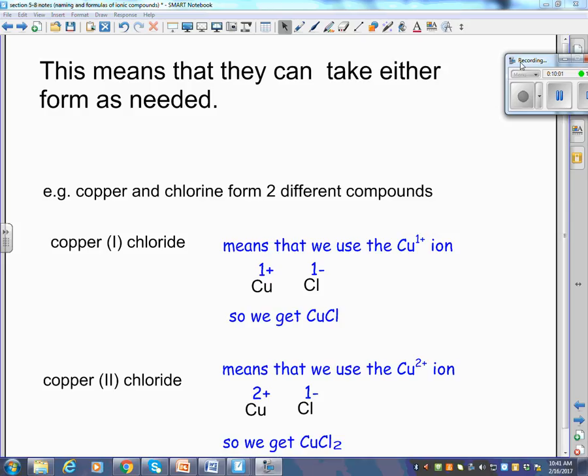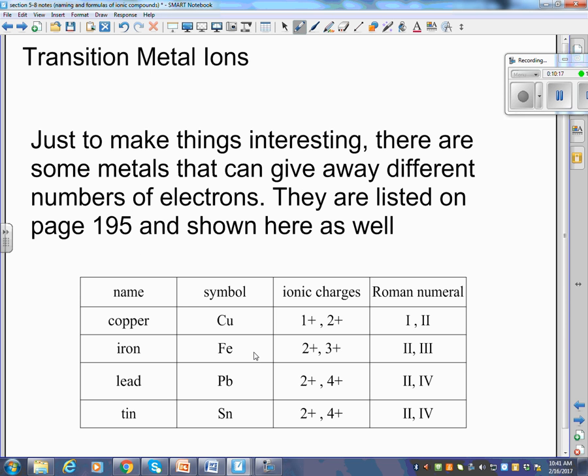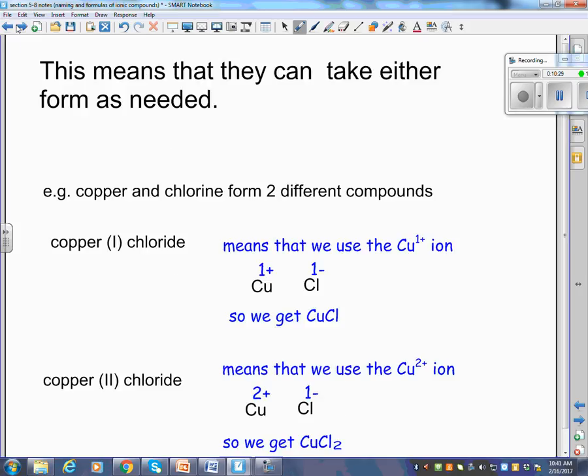So this means they can take either form as needed. For example, copper and chlorine can form two different compounds. If it says copper 1 chloride, then that means we use the copper that gives away 1 electron. If I said copper 2, then it's this one here, right? Okay, so copper 1 chloride.